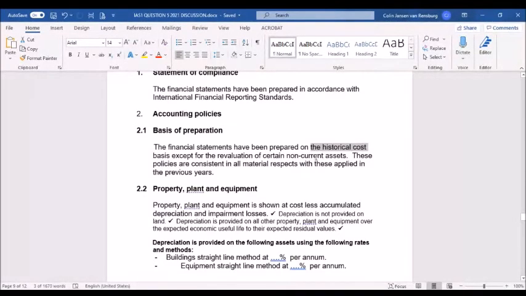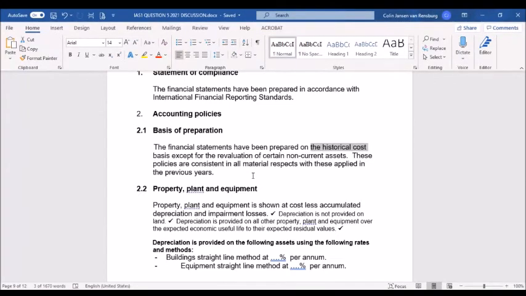You can actually be specific here as well. You could have said there, except for buildings which use the revaluation method, right? Then you're even more specific. I would say that's an enhancement of your basis of preparation note. So what I would have said is the annual financial statements have been prepared on the historical cost basis, except for buildings, which are valued on the revaluation method.